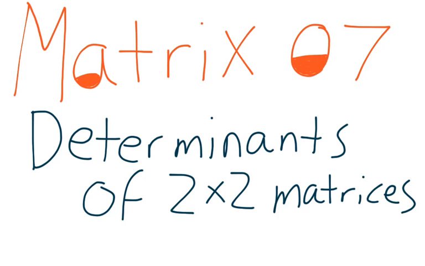Hey everyone, this is matrix number 7 video. This one is about something new. This being determinants of 2 by 2 matrices. What is a determinant? We're going to find out right now.